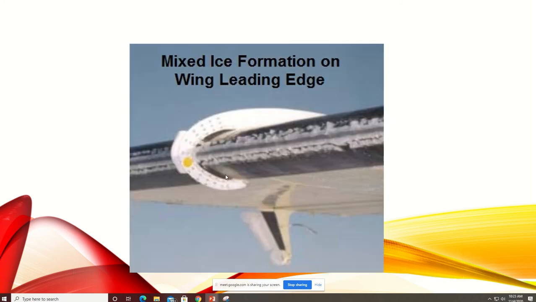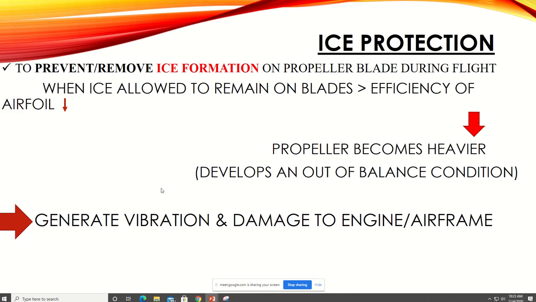Okay, let's see how it looks. Something like this, the glaze, the rime. It's on the leading edge, really the leading edge.